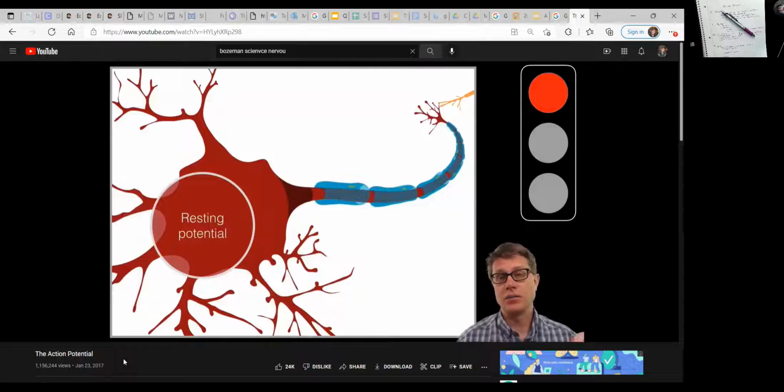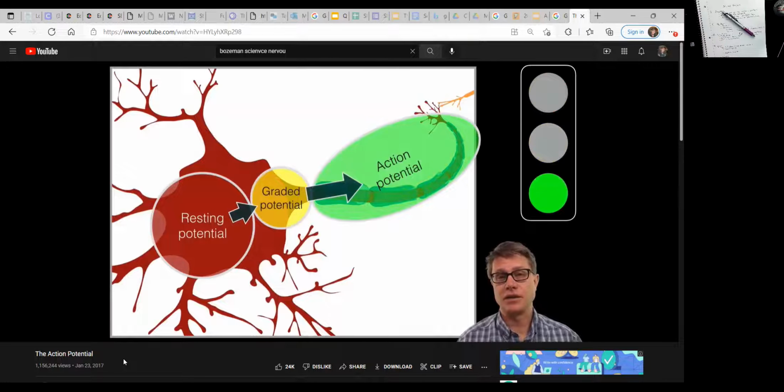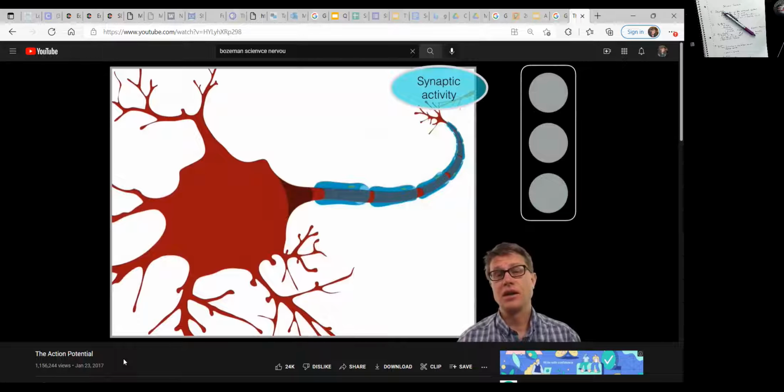And so in this video, we're going to think about three different potentials. The resting potential, that's the resting potential of a neuron at rest. It's not really at rest. We then have a graded potential based on the stimulus that that neuron is going to get. And then we may or may not have an action potential. Now that can lead to synaptic activity on the next neuron.